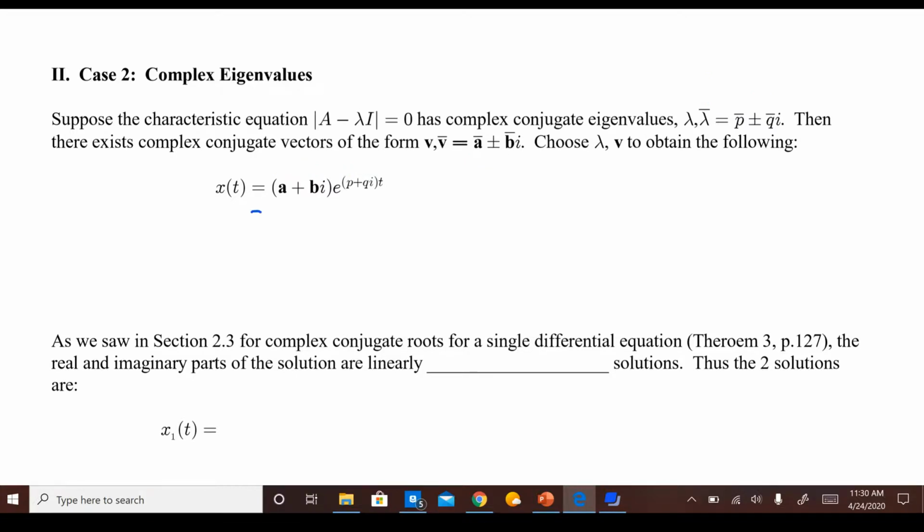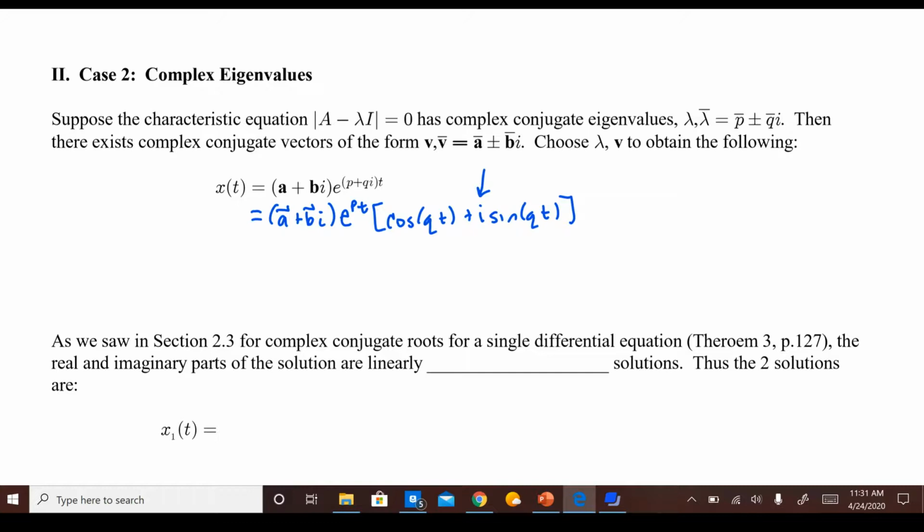Now, we're going to apply Euler's formula to the exponential like we did in Unit 2. So this is e to the p t times cosine of qt plus i sine of qt. Now, we learned in chapter 2 that the real part and the imaginary part are linearly independent particular solutions, so their linear combination is also a solution.